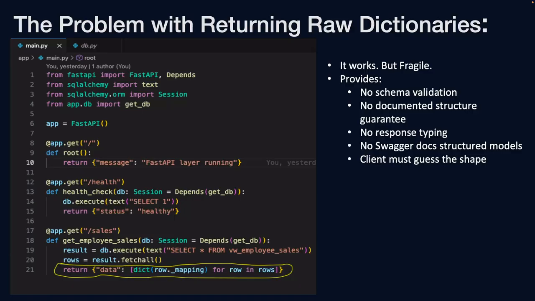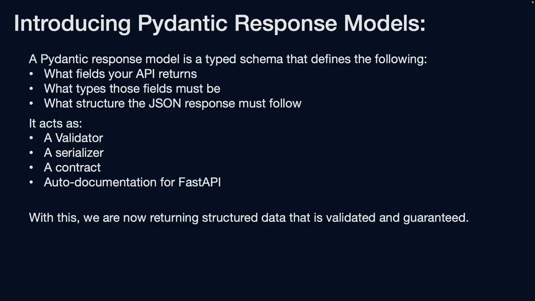If someone changes a column name or removes a field from the database, the API doesn't protest. It just ships whatever dictionary it has. There's no contract enforcing the response shape. So when the shape changes, nothing catches it. Real APIs don't return guesses. They return contracts. So how do we fix this?